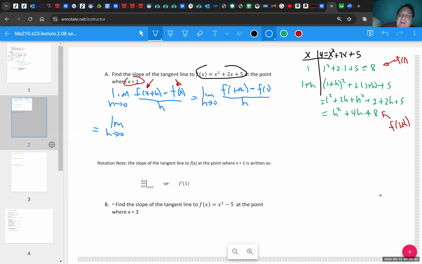So f of 1 plus h is h squared plus 4h plus 8. And then minus f of x, or f of 1, which is 8. I'm just going to put some parentheses around here just visually. That's the first thing minus the second thing. The parentheses aren't doing anything, but just emphasizing that it's the f of 1 plus h minus f of 1 thing. And here's my h right there.